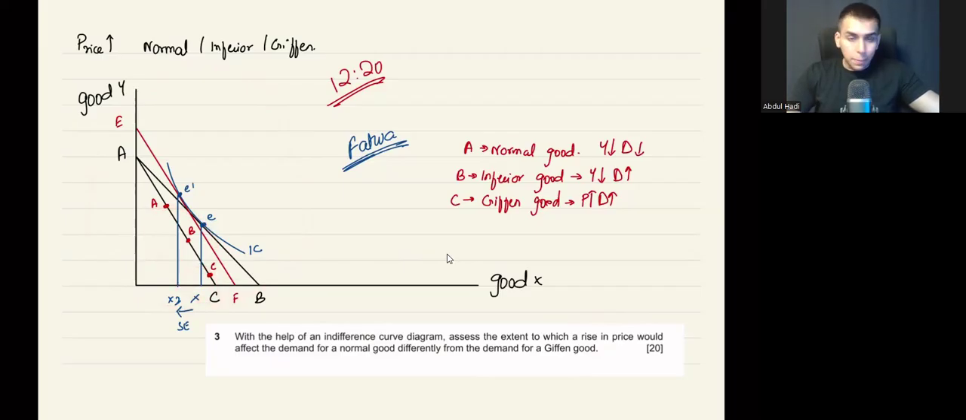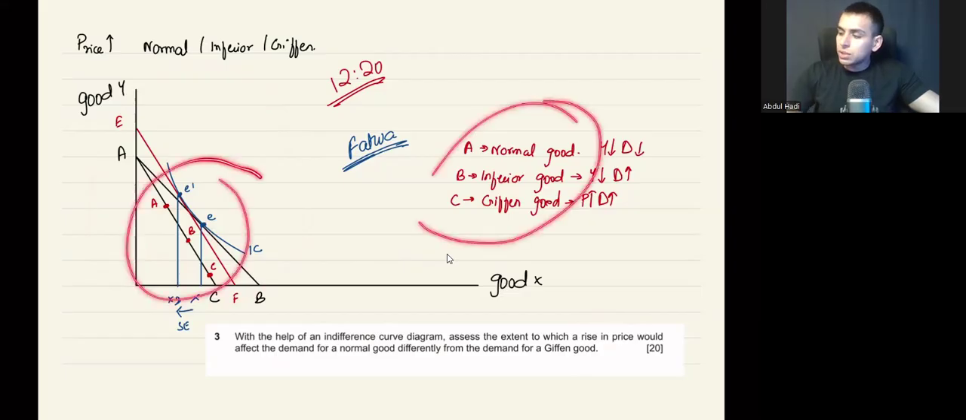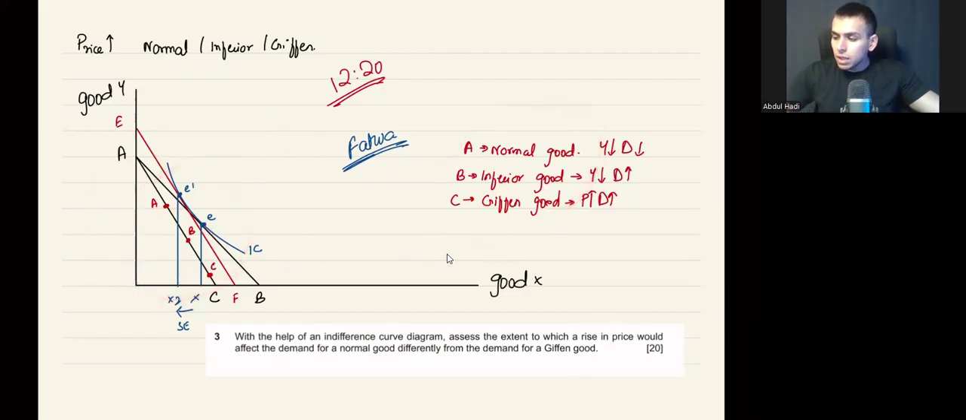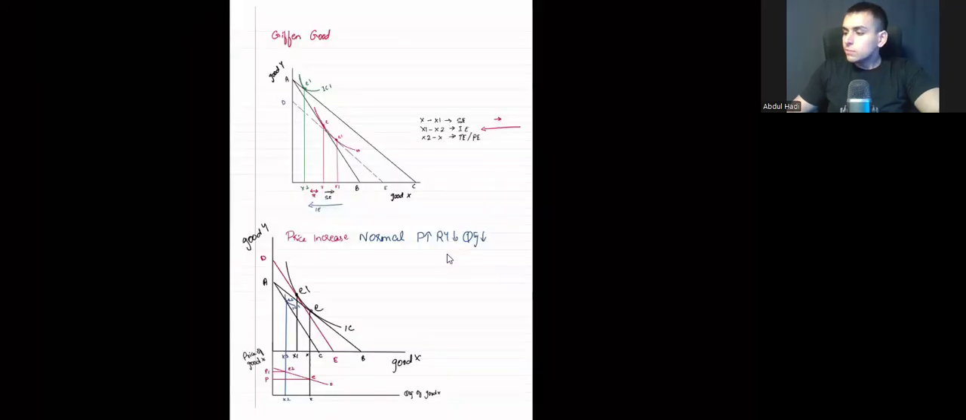You will draw separate diagrams for all three of these natures of goods. This is just an accumulated diagram showing where the indifference curve will create a new equilibrium if you draw a rise in price level. So the question goes: using indifference curve analysis, what will happen to a normal good and a Giffen good if there is a rise in price of that good? All right.